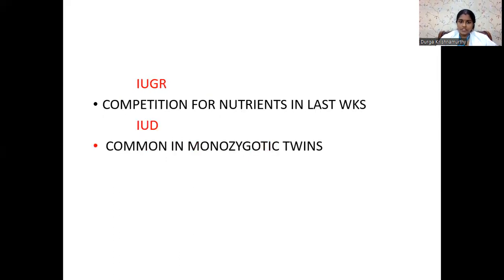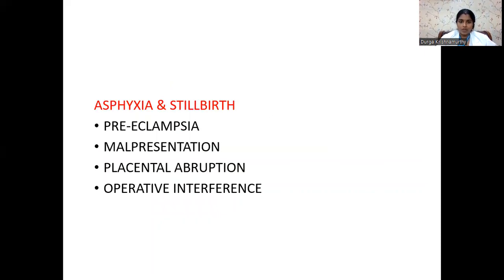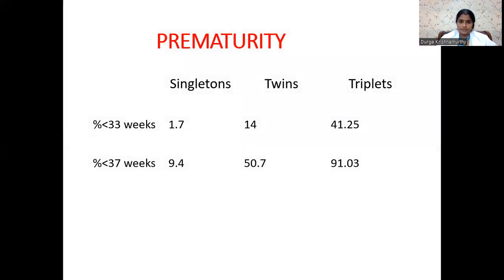IUGR. Competition for nutrients in the last weeks leads to IUGR of one twin, and IUD, intrauterine deaths, are more common in monozygotic twins. Asphyxia and stillbirths are common when there are other associations of preeclampsia, placental abruption, malpresentations, and operative interference.